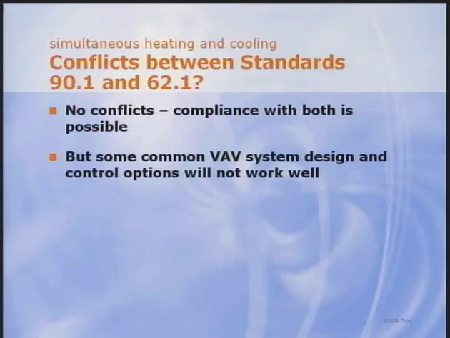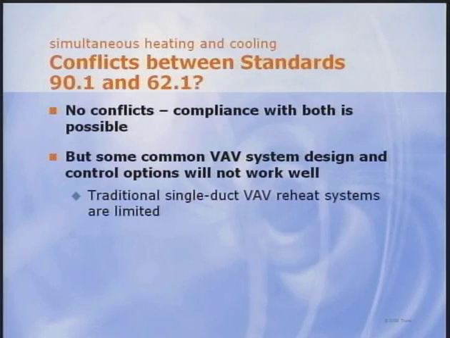Some common VAV systems will not be able to meet both 62.1 ventilation requirements and 90.1 zone reheat limitations without very high outdoor air rates. In particular, for most buildings except in mild climates, traditional single-duct VAV reheat systems will not work without a very high minimum outdoor air rate. It should be noted that 90.1 does not place a limit on minimum outdoor air rates, so technically almost any VAV system can be made to work. Simply supply 100% outdoor air. But that will have a first cost and energy cost impact that most designers and owners will not accept.